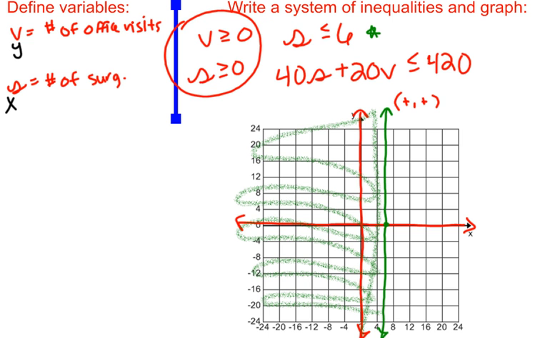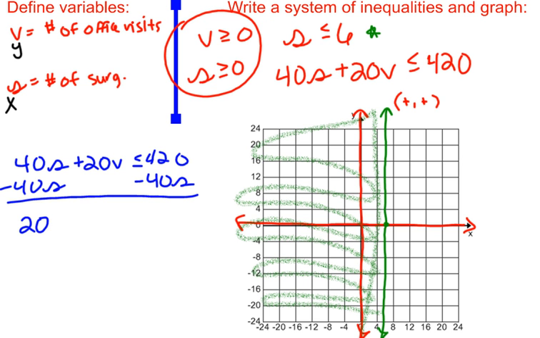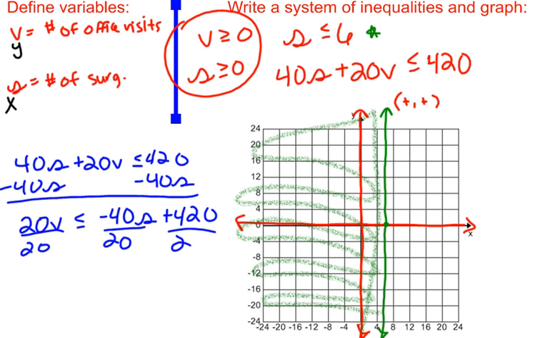Okay. My second line then, I'm not really ready to graph that yet because I want to get y by itself. Remember our v is our y, so I'm going to come over here and do that. I have 40s plus 20v is less than or equal to 420. So I'm going to minus 40s from both sides. I would then have 20v is less than or equal to negative 40s plus 420. Divide everything by 20. And I have v is less than or equal to negative 2s plus 21.